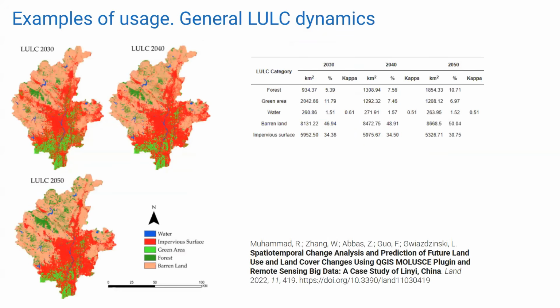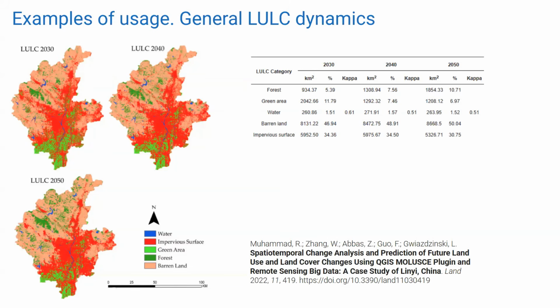MOLUSCE is very popular and it has been used in thousands of studies. Most of them are dedicated to general land cover dynamics for different regions across the globe. So putting QGIS MOLUSCE in Google Scholar or Scopus search or Web of Science search, you'll find thousands of case studies, which could be helpful for you to understand what environmental factors do people use in different cases and how they handle challenges, etc.